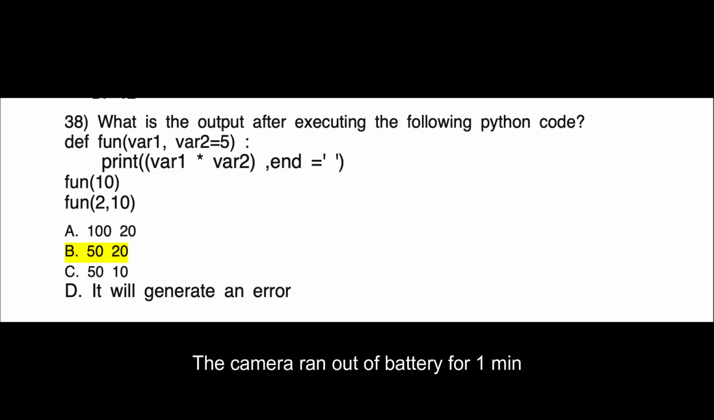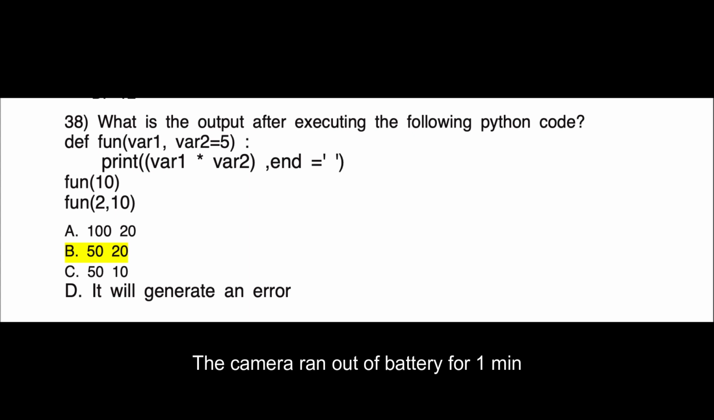Okay, here what is the output after executing the following Python code? So here we have the normal variable and we have a default variable with default value 5. Print var1 multiplied by var2. Now we start with fun10. If I call the function with only one argument, then this will be assigned to the first variable and the second will take the default value.